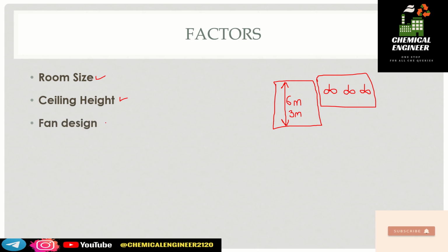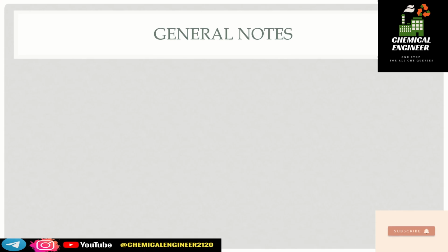Then fan design. Suppose we have a fan with 3 wings, we may have a fan with 4 wings, we may see fans with 5 wings as well. So for each, the fan design is different, and the speed of a fan is also an important factor. Alright, so this is a general note which we take as a basis for designing of a fan.